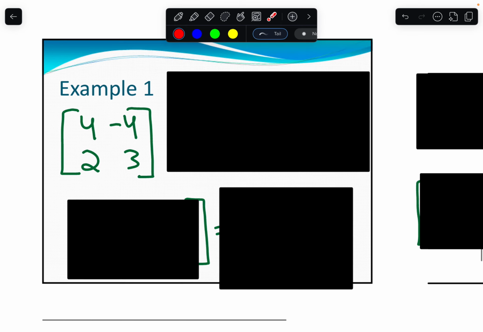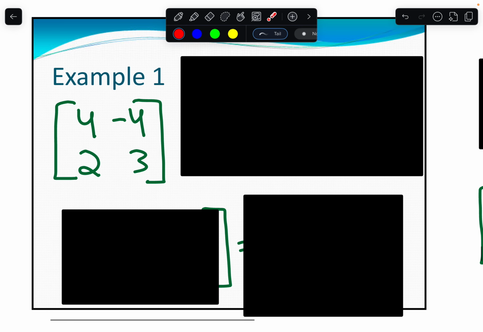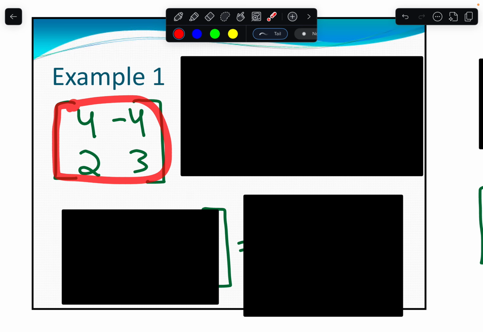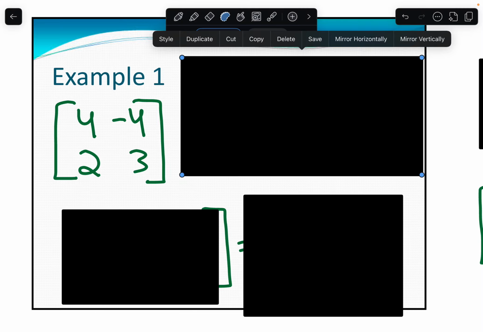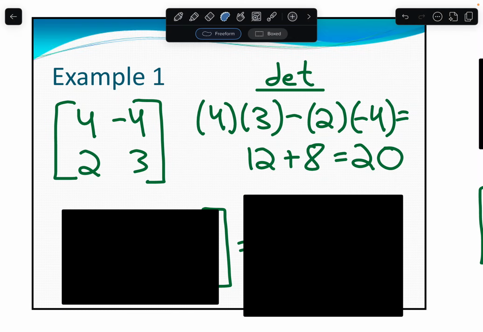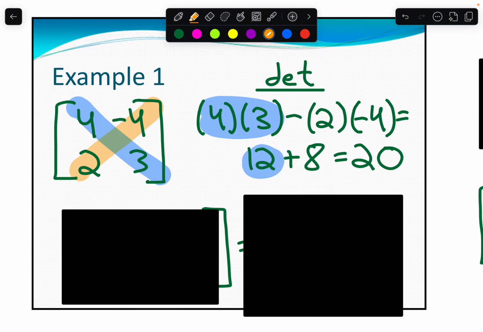So here's example 1. We have the matrix 4, -4 in the first row, 2, 3 in the second row. If we go ahead and first find the determinant, again this is just going down the diagonals. So 4 times 3 gives us 12, and then 2 times -4 gives us -8, but double negatives, so we get 20, okay?